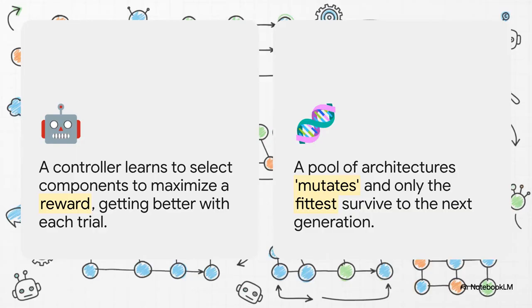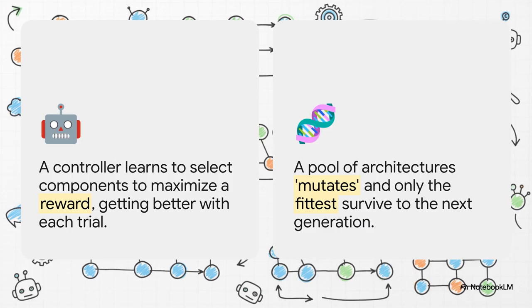And this slide really shows you the two different ways of thinking here. On one side, you've got reinforcement learning. Imagine an AI controller that's playing a game. Every time it picks a good design choice, it gets a reward. Over and over, it learns what works and gets way better at building awesome networks.